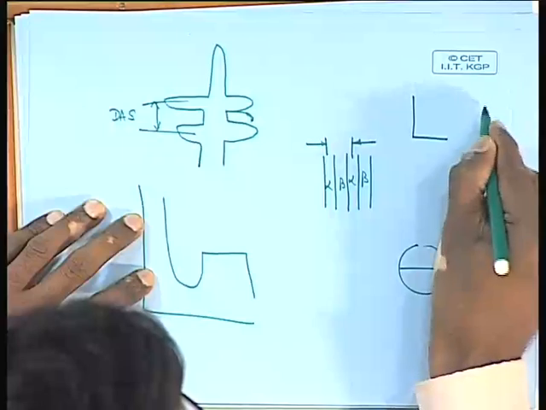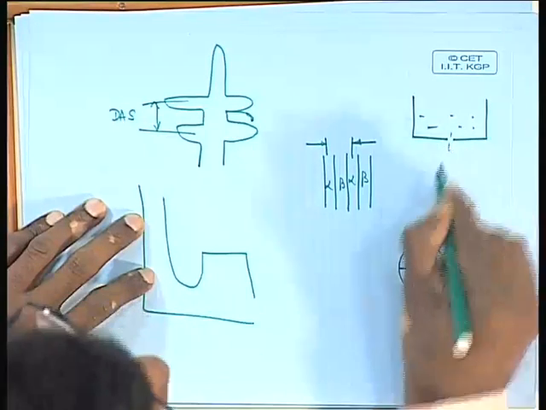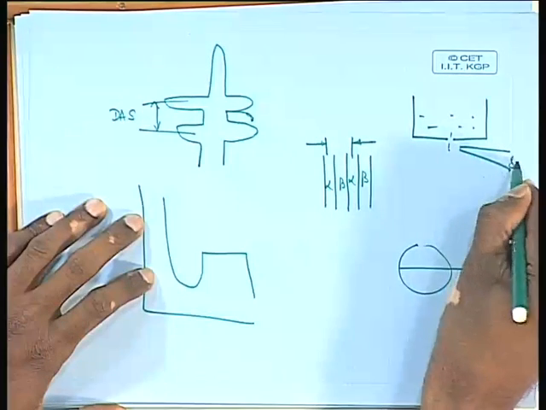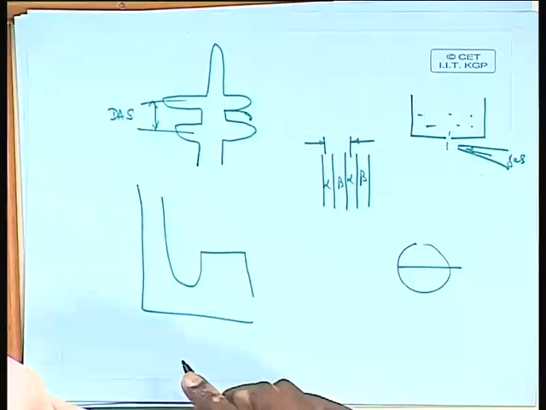For example, atomization: if you do atomization, the liquid is atomized by a gas. You have this kind of a nozzle, the liquid is here, the liquid is allowed to fall, and then you have a jet of gas allowed to fall on that liquid which is falling.